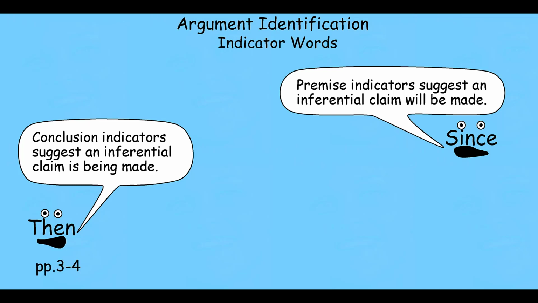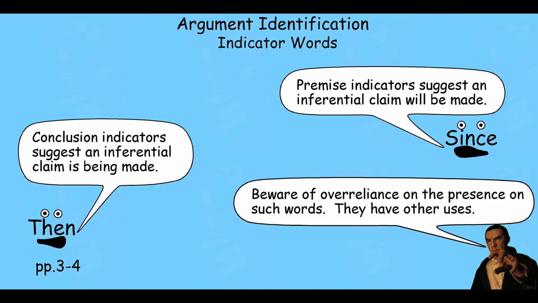Now, in the Hurley text, usually in the first couple of pages, Hurley has a list of premise and conclusion indicators. And in the draft of the arguments chapter that I have posted, pages 17 and 18 contain fairly extensive lists of premise and conclusion indicator words. However, I have to introduce a caveat at this point. Be careful that you don't over-rely on the presence of such words, because such words and phrases have other uses.